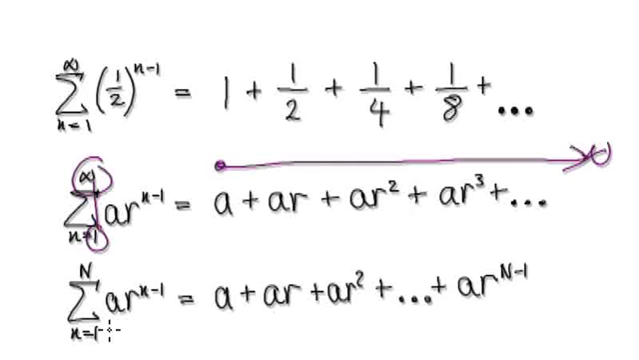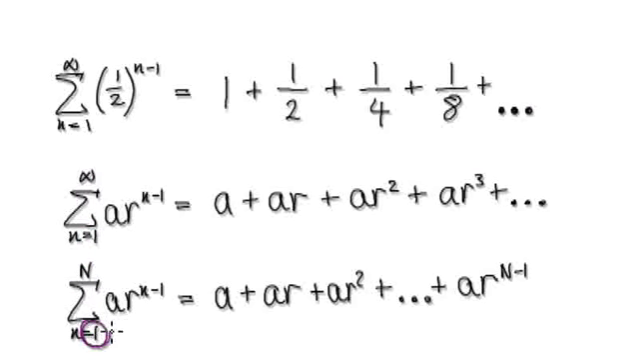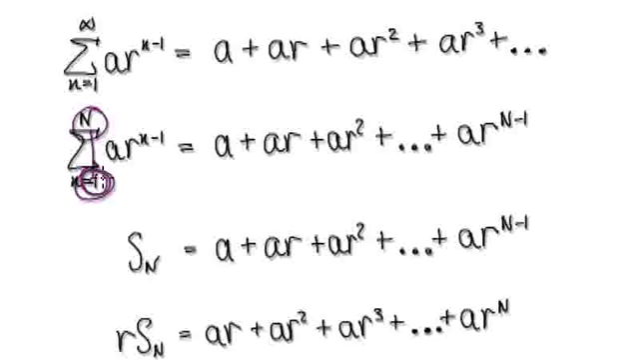But the way we're going to do that is we're going to sum it up from the first term to some arbitrary term, and then later take the limit as capital N tends to infinity. So that's our aim. Okay, so we're going to sum it up from the first term to some arbitrary term.